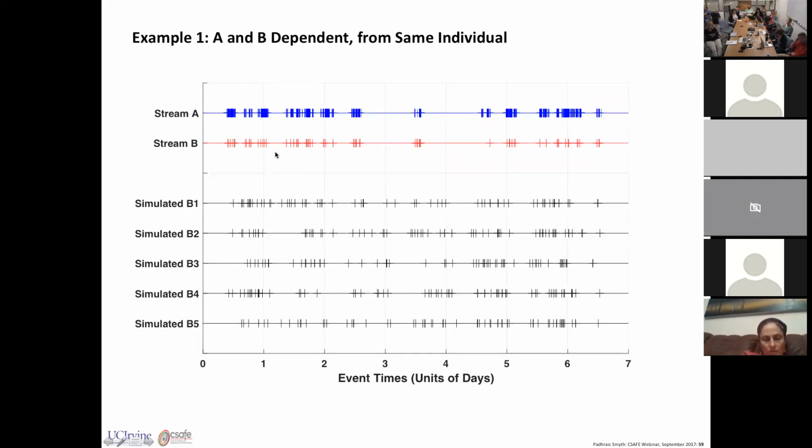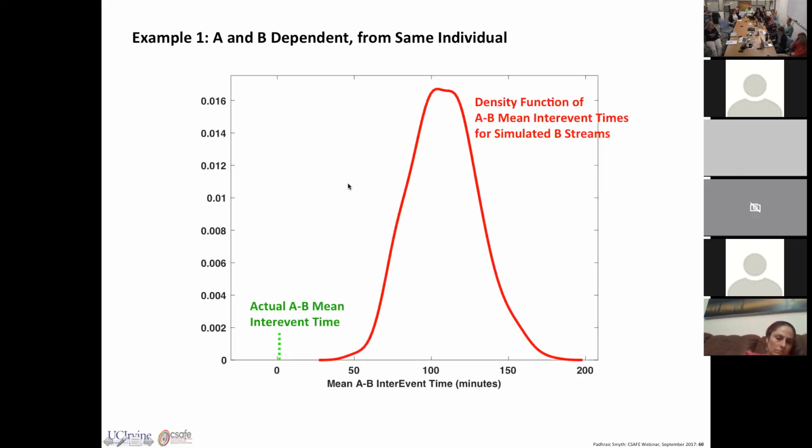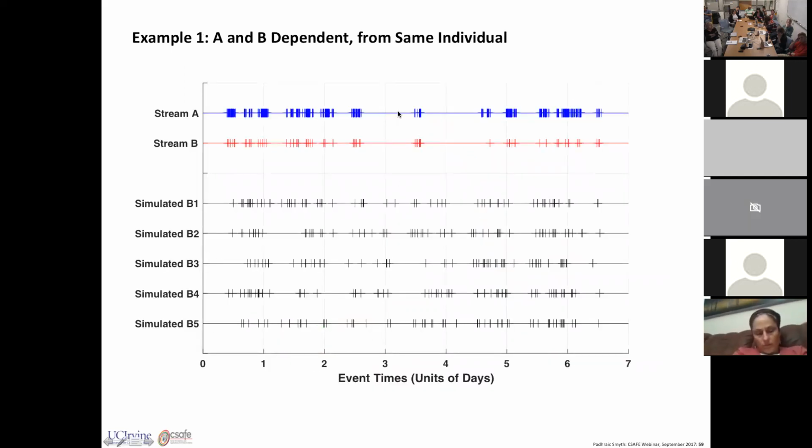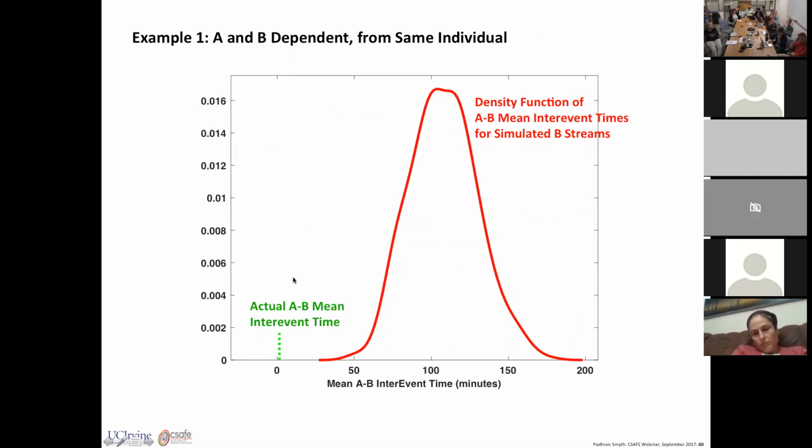When we do the simulation, these are now simulated B streams that could have happened under the model. We get a lot of things that don't line up very well with the blue stream, but that obey the time of day characteristics. If we compute a density function for the mean inter-event times for all those simulated streams relative to the blue stream, and then look at the actual AB time, the mean inter-event time is very small. We saw that before. The simulated times have a much bigger variance and a much larger mean. And this is way outside. There is no simulated time that was even close to this, as small as this. So the empirical p-value here would be effectively 0 unless we did a whole bunch more simulations to get way down in the tail.